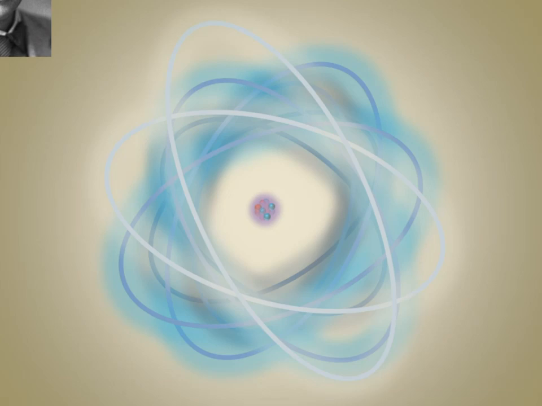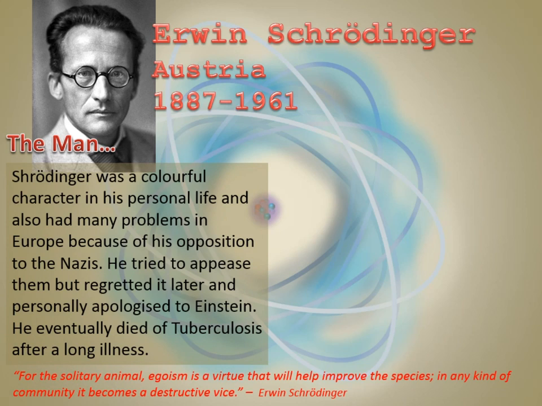Finally, we have Erwin Schrödinger from Austria. He was a colourful character in his personal life, and he had various problems in Europe because of his opposition to Nazi rule in Germany. Like many at that time, he later tried to appease the Nazis, to kind of roll back his criticism in the hope that they would roll back their craziness. However, they didn't, and he regretted his stance later. In fact, he personally apologized to Einstein for not supporting the Nazis, but not opposing them when it was most important. However, he was not alone in this mistake.